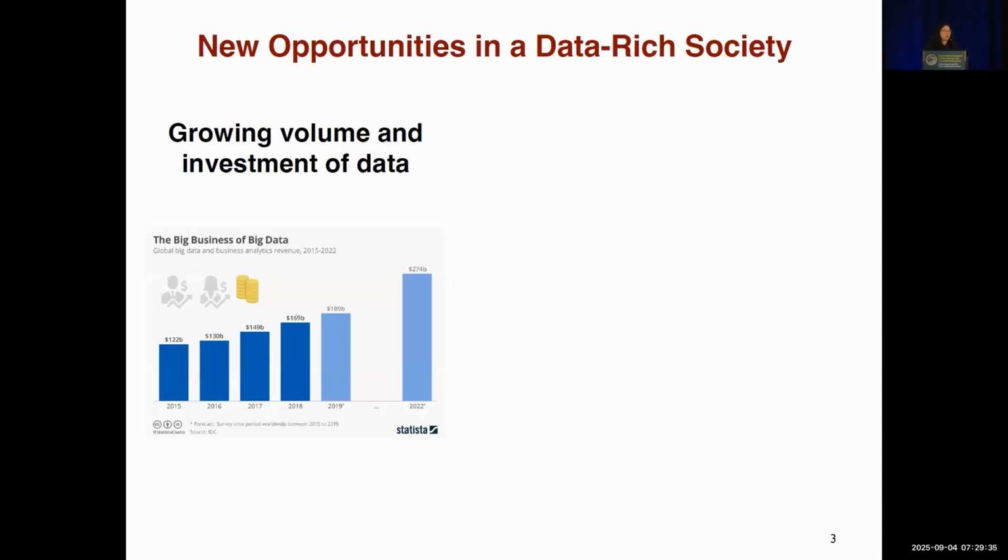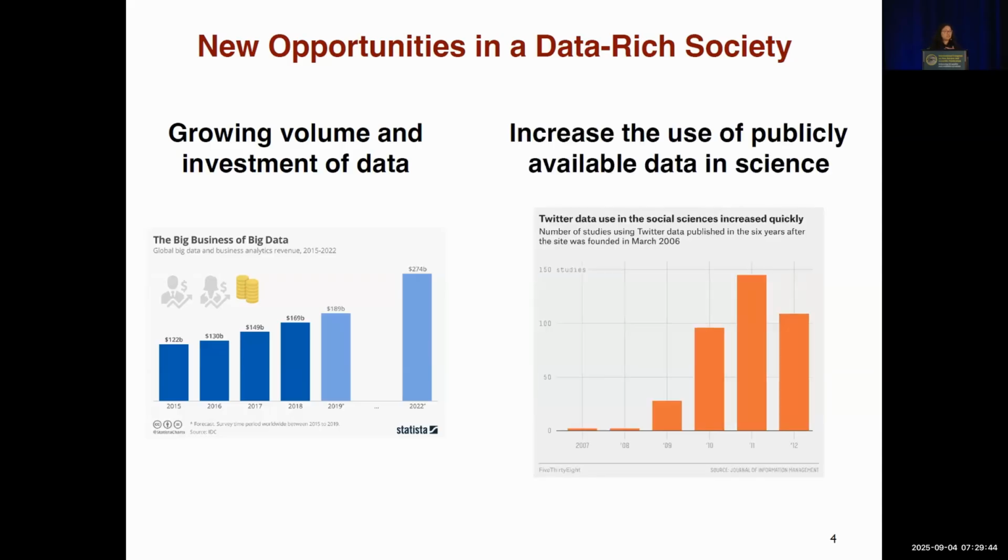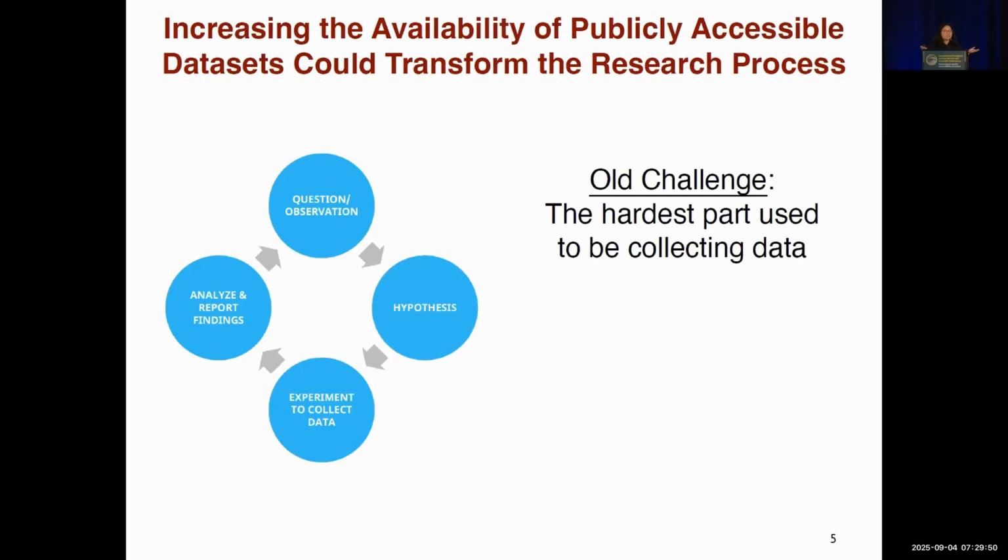And right now, we have a lot of new opportunity in this data-rich society. We have growing volume and investment of data. And nowadays, researchers like us increasingly use publicly available datasets in science as well. This increased availability of publicly available data could transform the research process.